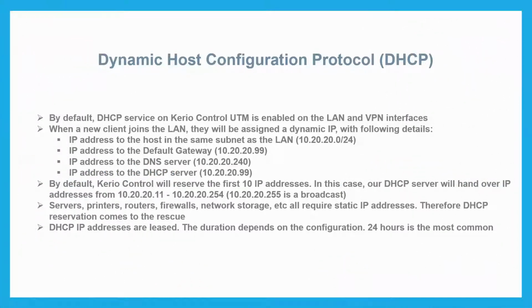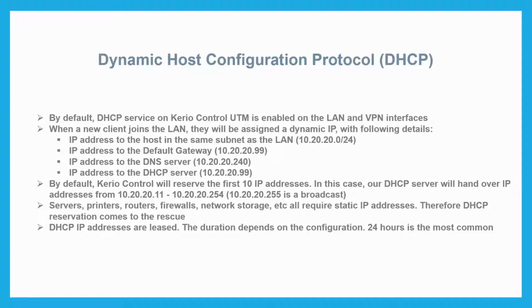Welcome back. In this video tutorial, we'll talk about DHCP. By default, Kerio Control has DHCP enabled on the LAN interface, including the VPN interface as well. When DHCP is enabled, a client that joins the local area network will be assigned a dynamic IP.